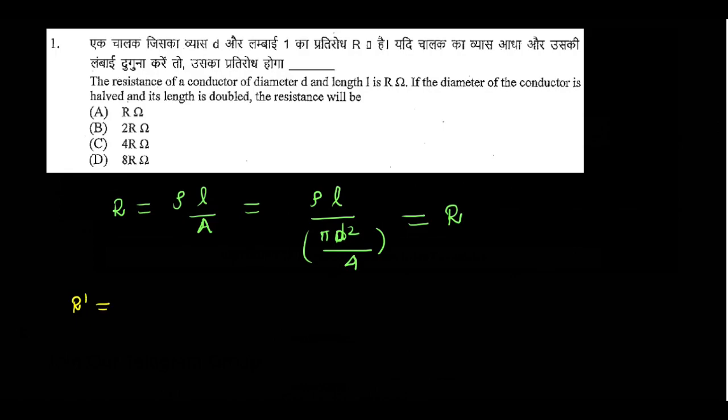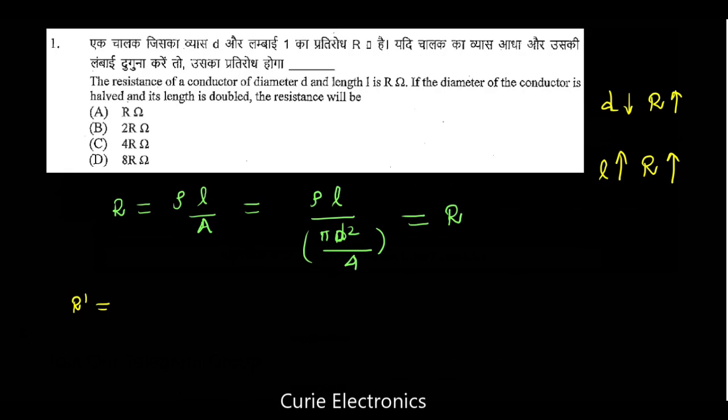Now before going to solve, what you have to understand: the length is doubled. And when you increase the length of a wire, what happens? Its resistance increases. Also, when you reduce the diameter of the wire, what should happen? The resistance should increase. That is, when length increases, resistance also should increase. When diameter decreases, resistance should increase. Okay. Now let's try to find what is R dash.